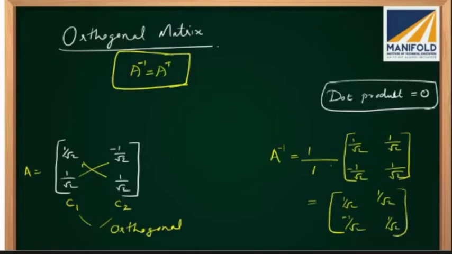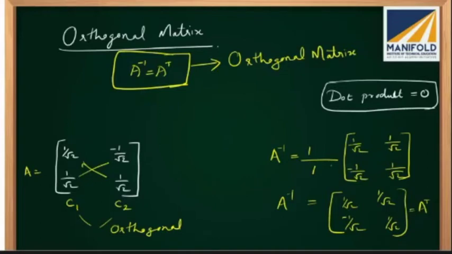Now you can see this is nothing but the transpose of this particular matrix. A inverse is taken and we obtained the transpose of that particular matrix. Correct? This is the basic definition of an orthogonal matrix. An orthogonal matrix will have A inverse equal to A transpose.